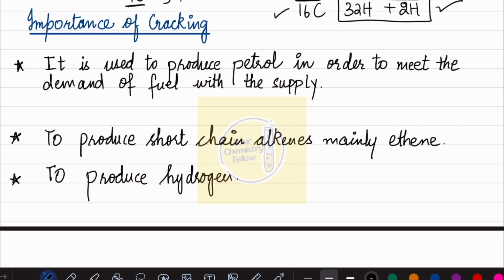Now what is the importance of cracking? Cracking is used to produce petrol in order to meet the demand for fuel with the supply. As you know, the need for petrol is greater than the need for diesel oil or lubricating oil, because they are made up of longer chain alkanes. So in industries, through cracking, these longer chain alkane molecules are converted into petrol in order to fulfill its demand with the supply.